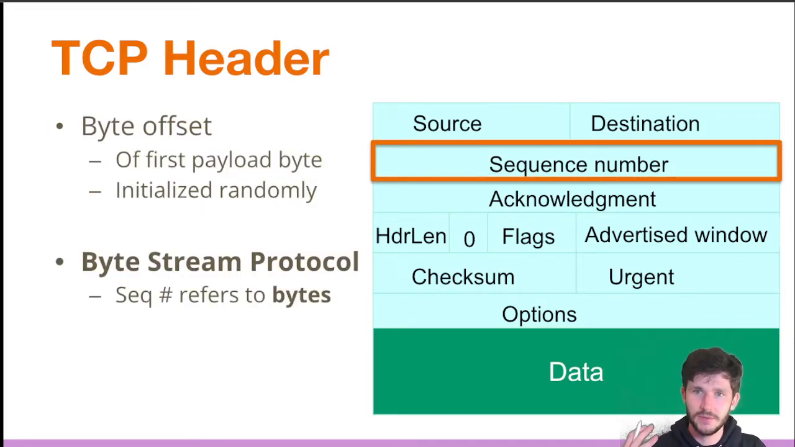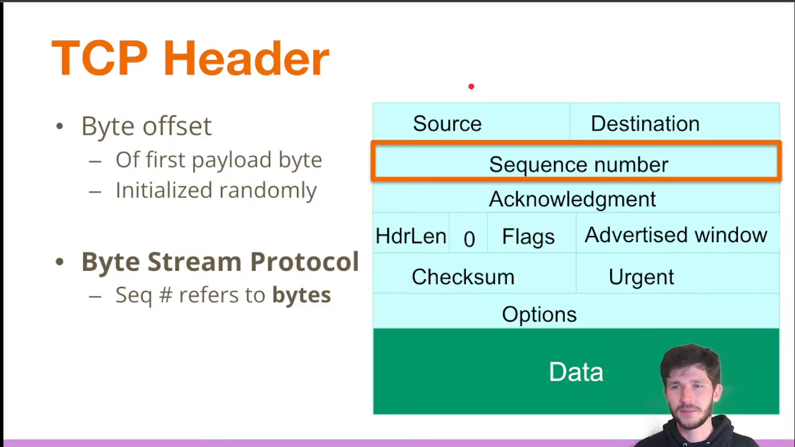So next we have a sequence number. And this sequence number is going to be the byte offset of the data being sent, specifically of the first payload byte. So what that means is if you're sending bytes 100 through 199 of your data, the sequence number would conceptually be 100.